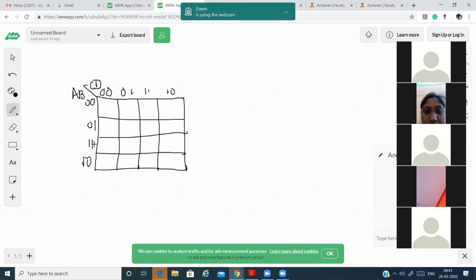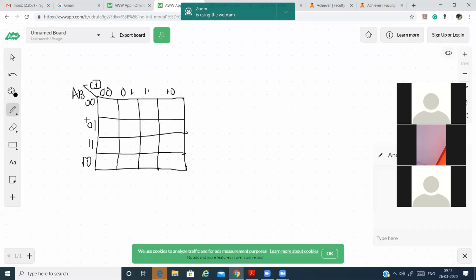See here, the first digit is 0. This is indicated by A. The second digit indicates B. Here, this is A, this is B, the same way here, A, B. Sorry, not A, B, C, D, C, D, C, D. Here the first digit indicates A, second digit indicates B. Here the first digit indicates C, second digit indicates D. This is CD, CD, CD, CD.